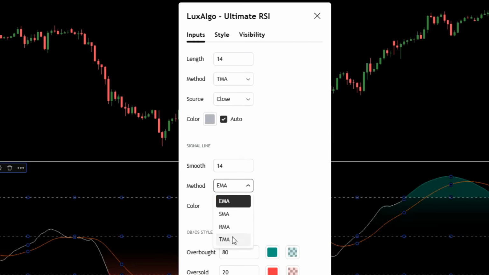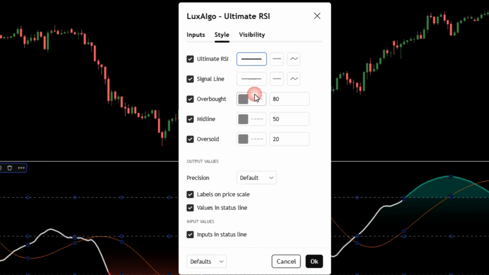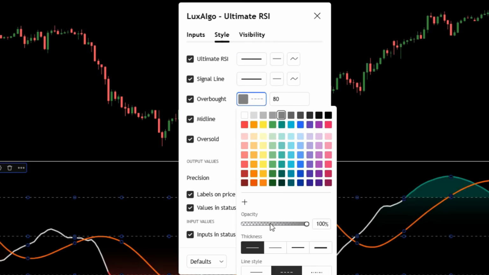Set it to TMA as well. Keep the oversold level at 20 and the overbought level at 80. These settings help us see strong trends clearly and avoid many false signals that can confuse beginners. Finally, in the Style tab, make all the lines a little thicker so they are more visible on the chart.